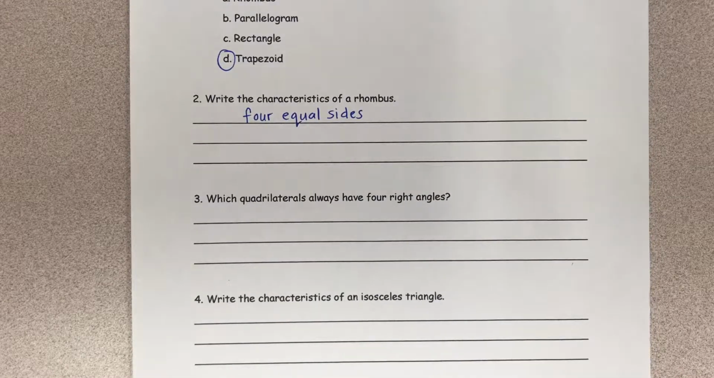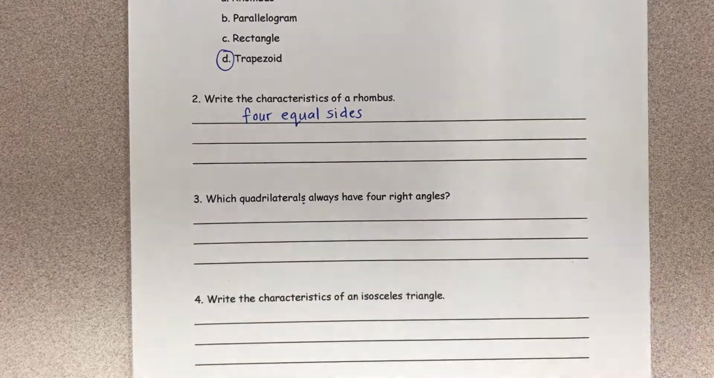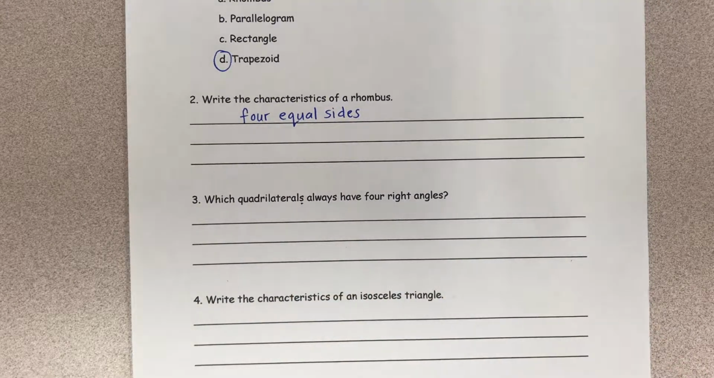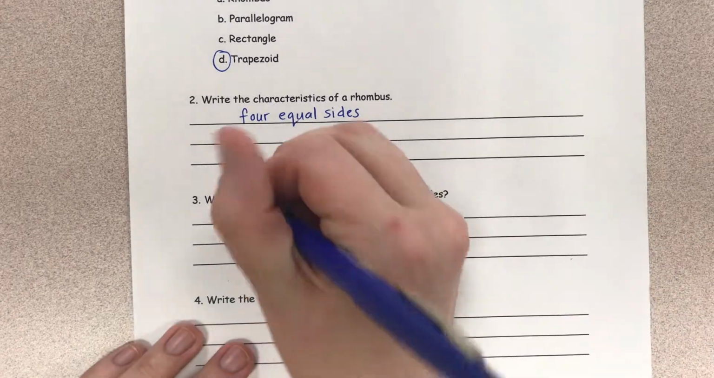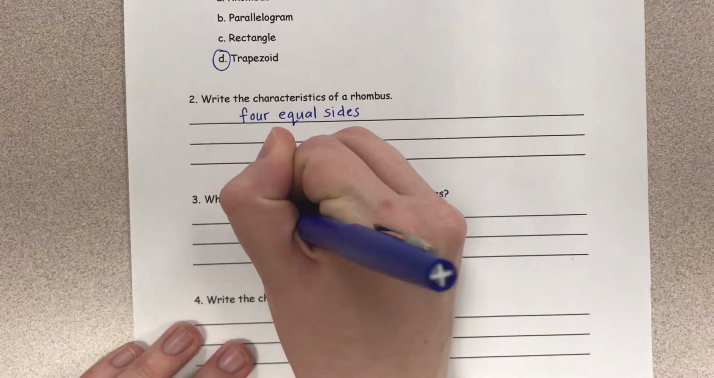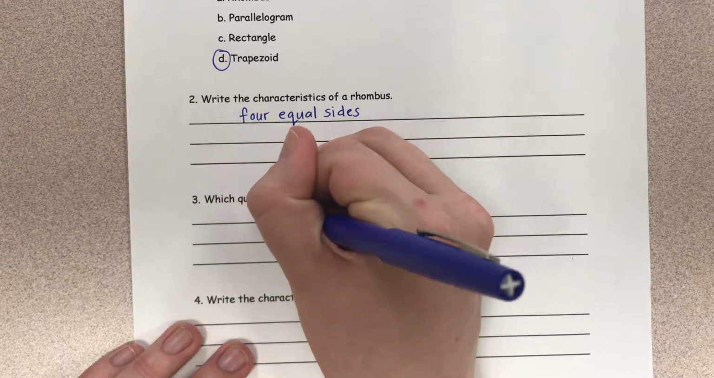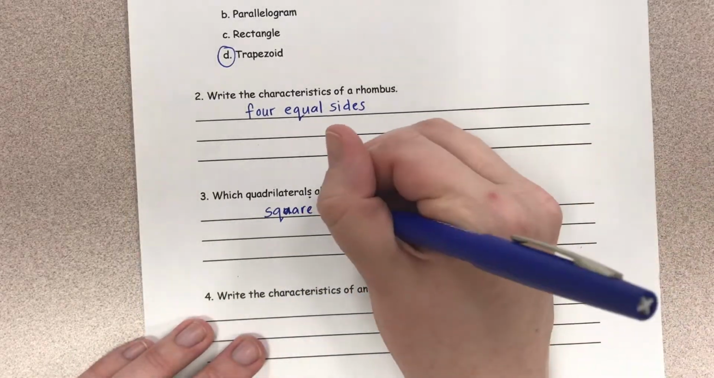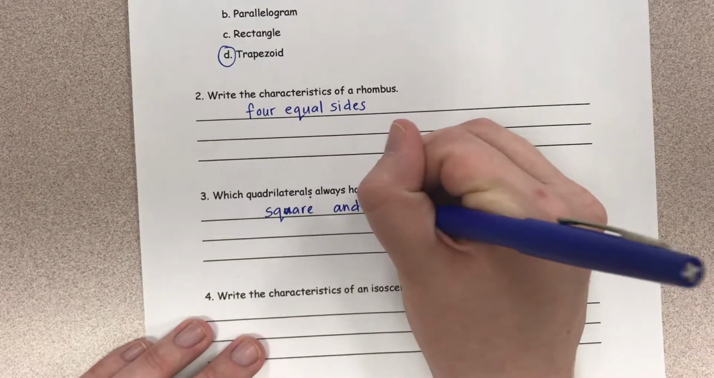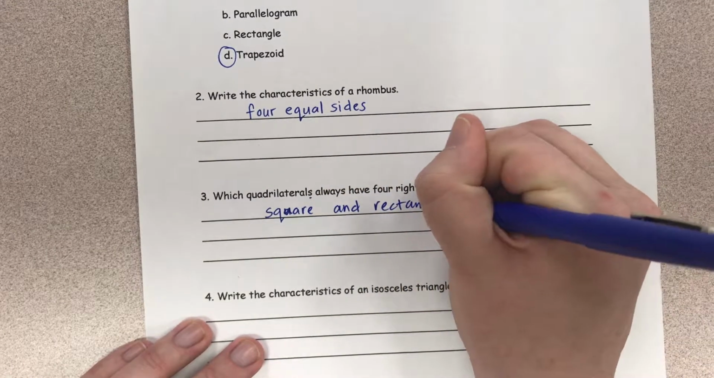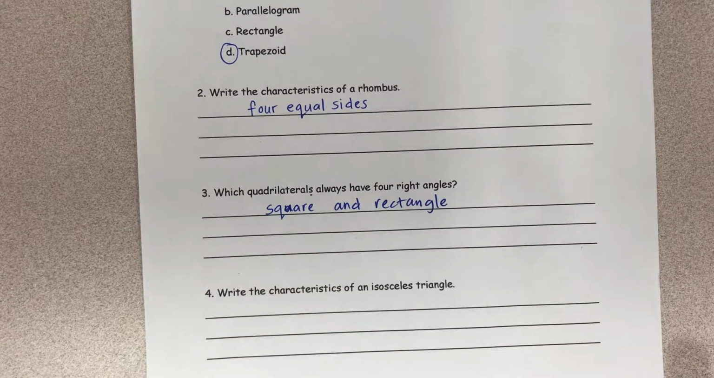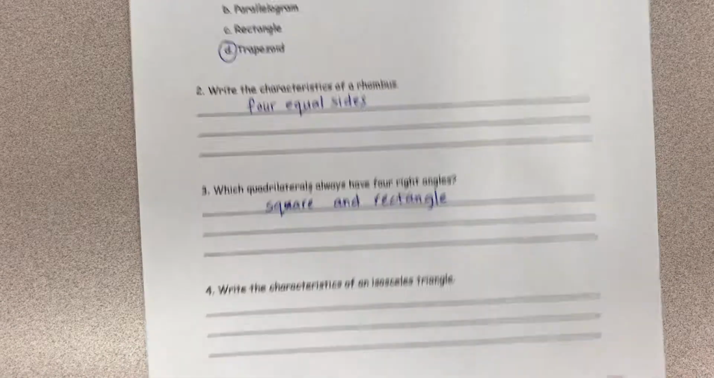Number 3, which quadrilaterals always have 4 right angles? The key here is that they wrote which quadrilaterals, so we know that there's more than one. And if we think about which ones have 4 right angles, we should know automatically that there are more than one. The answer to this would be a square. A square has to have 4 right angles, and also a rectangle. The rectangle has to have 4 right angles as well. So there's 2 answers for that one, square and rectangle.